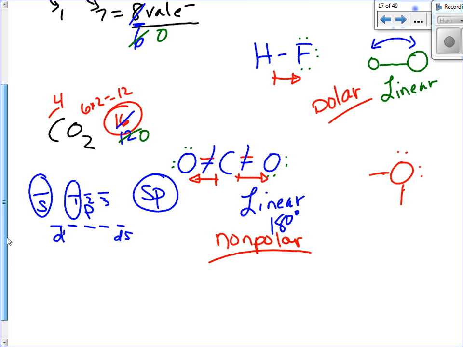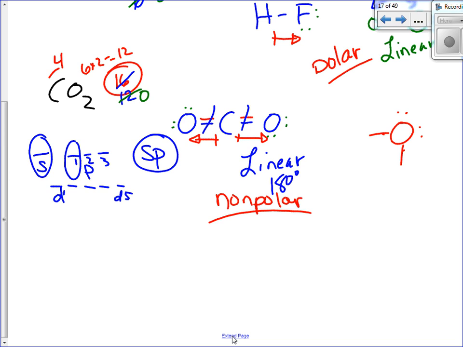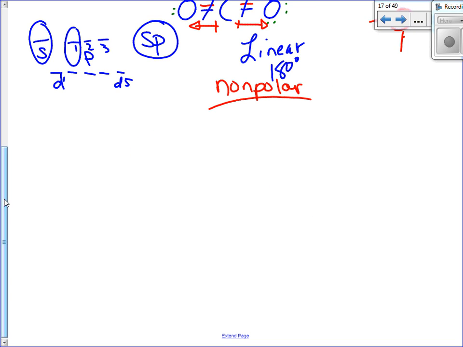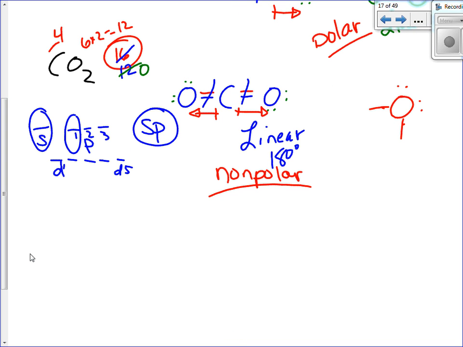Now for the lovely beryllium example. Beryllium is one of those weird ones like boron.